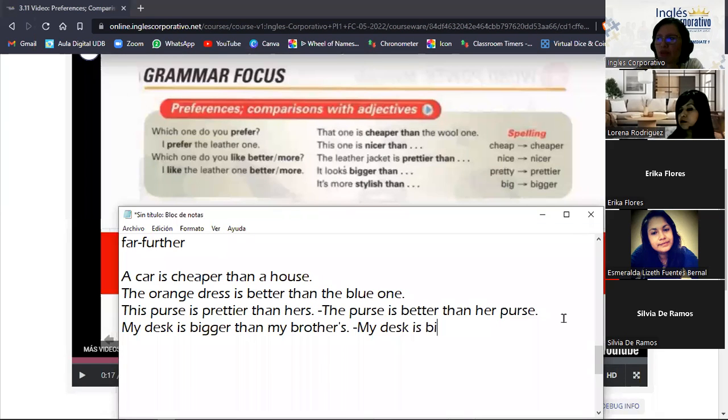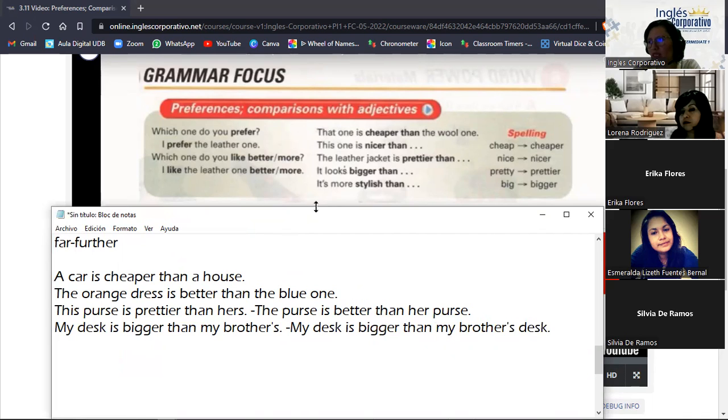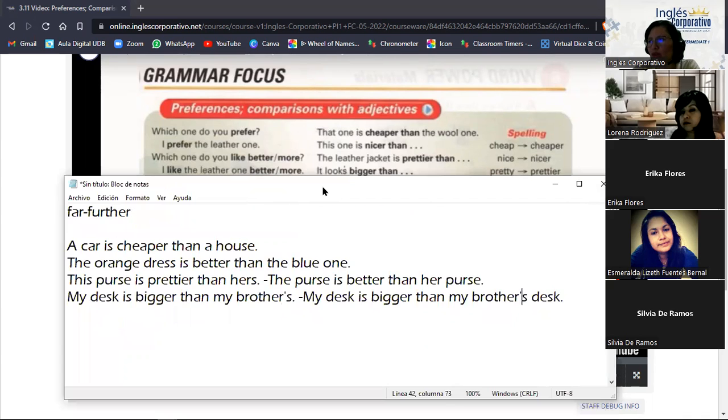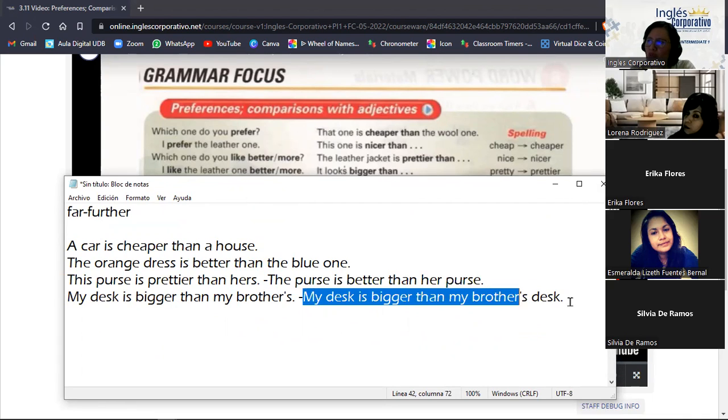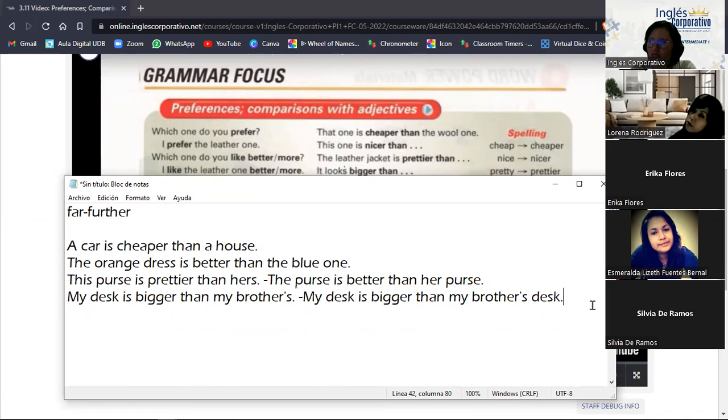My desk is bigger than my brother's desk, okay. Puede decirlo de esta forma también. ¿Cuál recomienda, teacher? Mejor usar el apóstrofe S para no estar repitiendo lo mismo, porque esa es la idea de los posesivos, ¿verdad? Entonces, my desk is bigger than my brother's. O si usted siente que no lo quiere decir así, my desk is bigger than my brother's desk, ¿verdad? Pero no es necesario.